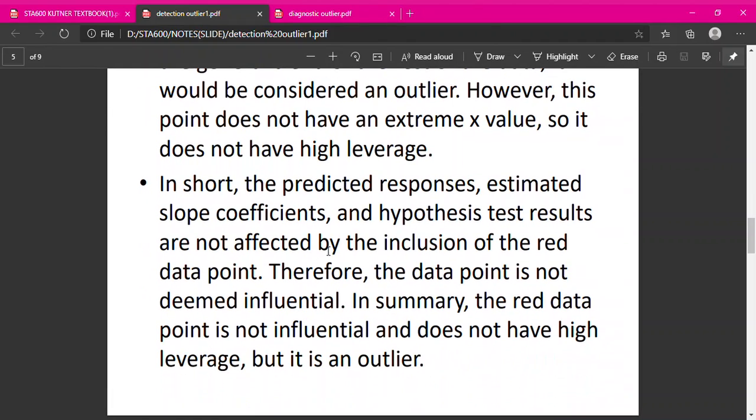In short, the predicted response, estimated slope coefficient, and the hypothesis test result are not affected by the inclusion of the right data point. Tadi kan sebab kita tengok regression function tadi tak berbeza sangat. Therefore, the data point is not influential. In summary, the right data point is not influential and does not have high leverage, but it is an outlier. Outlier tapi kita tak perlu delete daripada our dataset sebab ianya not influential observation.